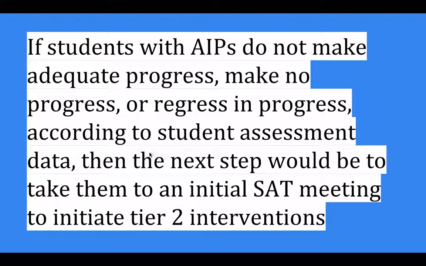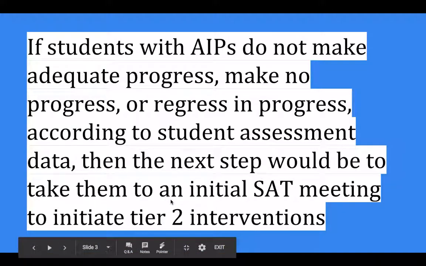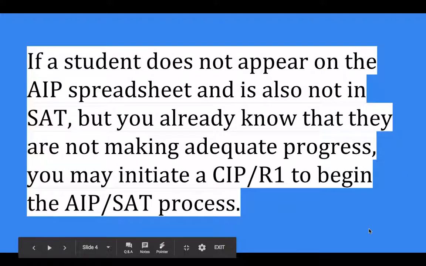However, if the student with an AIP is not making adequate progress, they're making no progress, they're flatlining, or they're even going back in progress. Some kids sometimes, unfortunately, go back. Then the next step would be to take them to an initial SAT meeting to initiate Tier 2 interventions in either math or language arts.